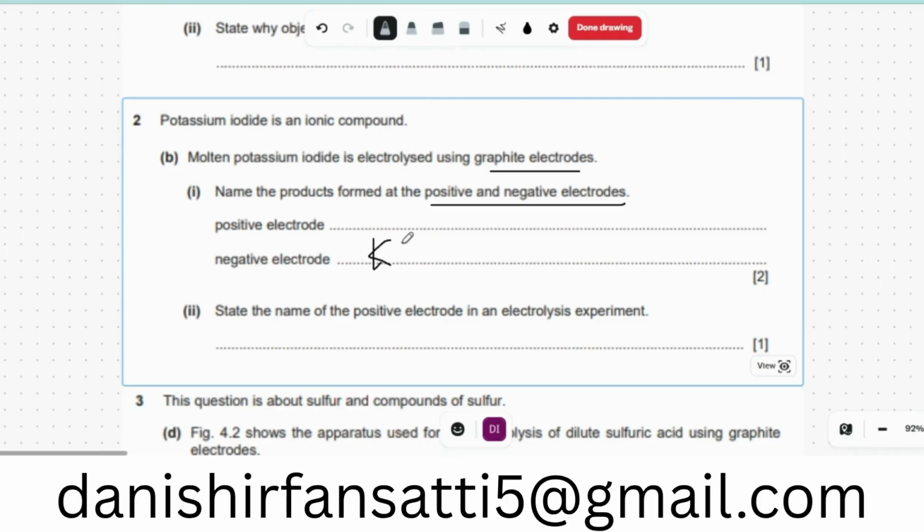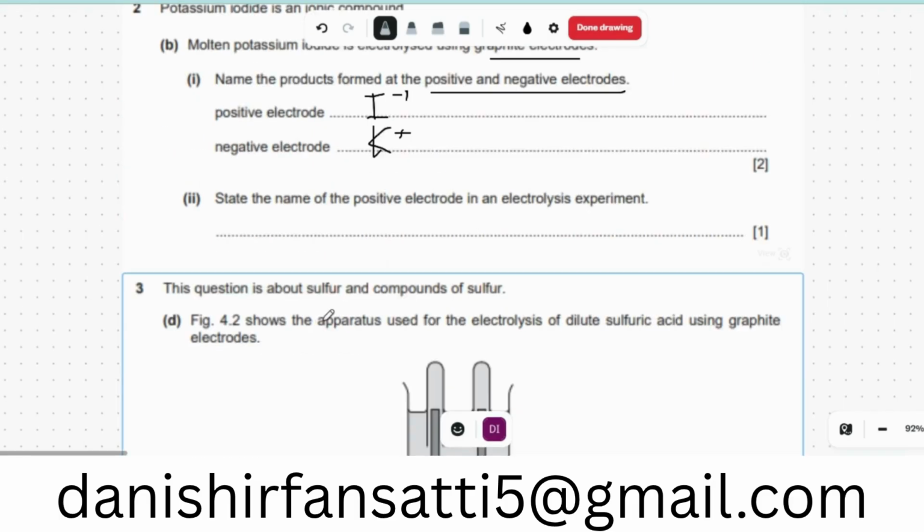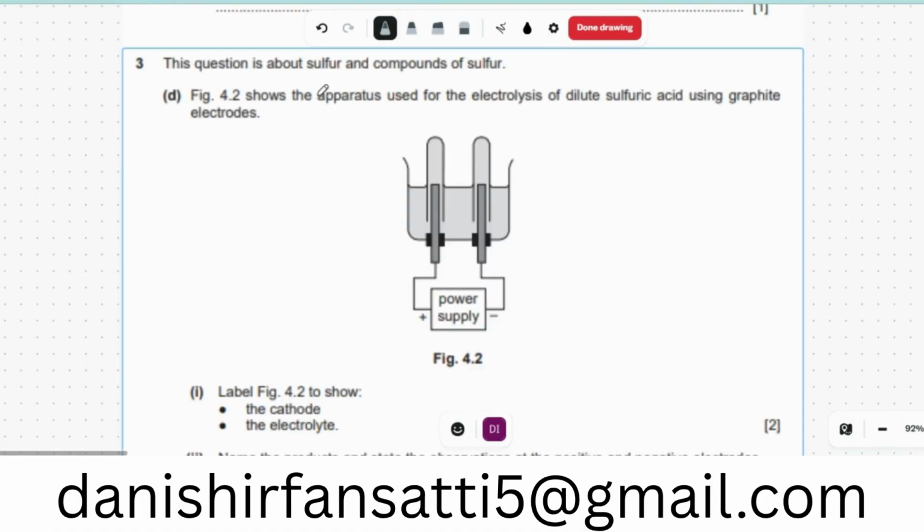And where will the other one go? Iodide. Iodide is I minus, it will go to the positive electrode and lose its electron and become I2 and become a gas. State the name of the positive electrode in the electrolysis experiment, that is called the anode. Anode, simple.